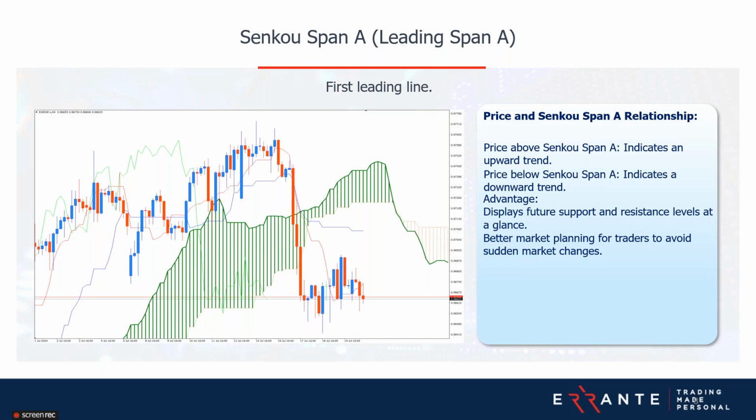A lesser known, by the way, aspect of Senkou Span A is that it can be used as a dynamic line for setting take profit levels again. So after Kijun-sen, we have Senkou Span A that we can use to set take profit or stop loss levels. Professional traders often use this line as a reference for determining optimal exit points in trades, especially when the market is in a strong trend.